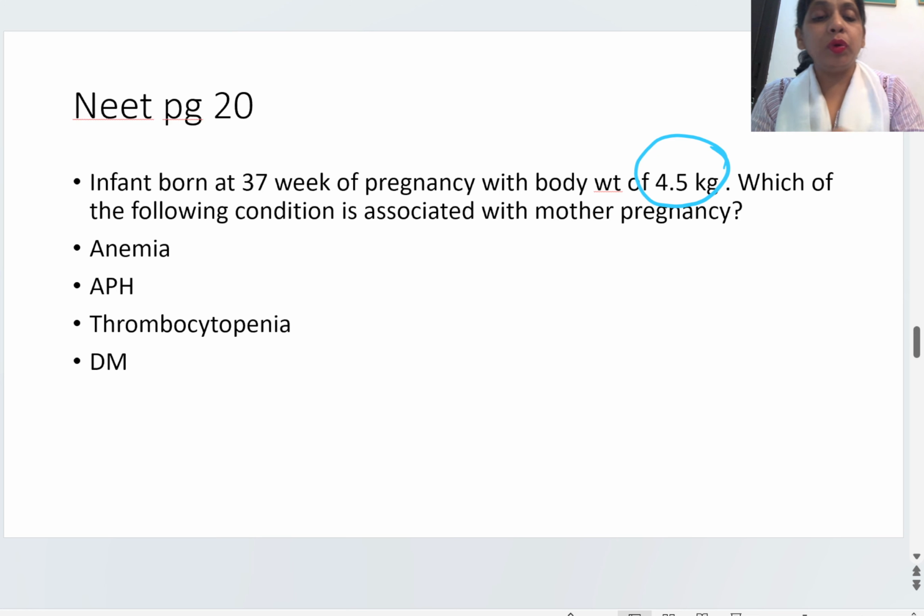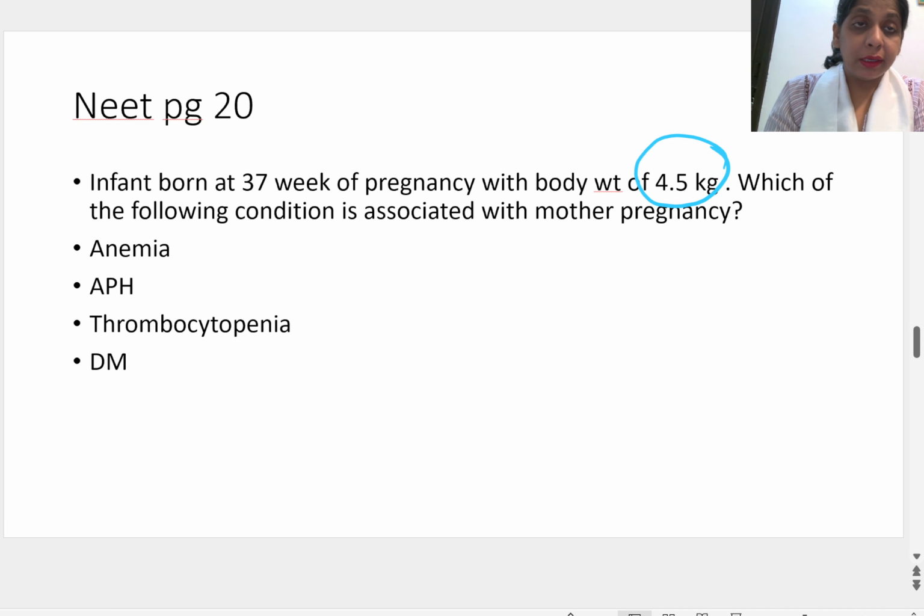Yes, now you know that diabetes mellitus fetuses are prone to macrosomia, because hyperinsulinemia in them leads to hypergrowth. Okay, leads to macrosomia.